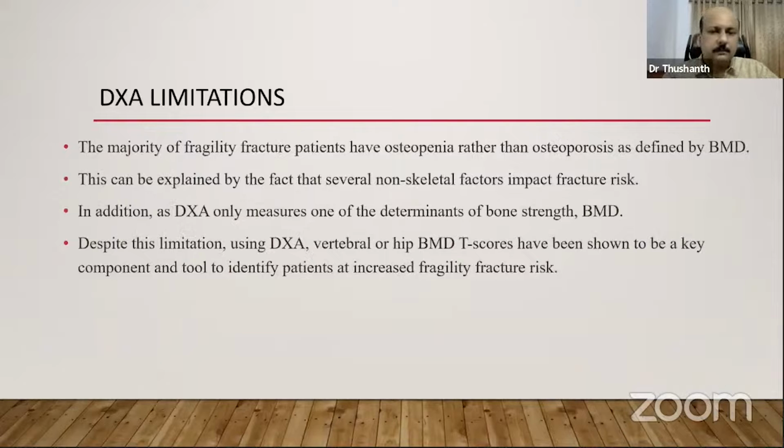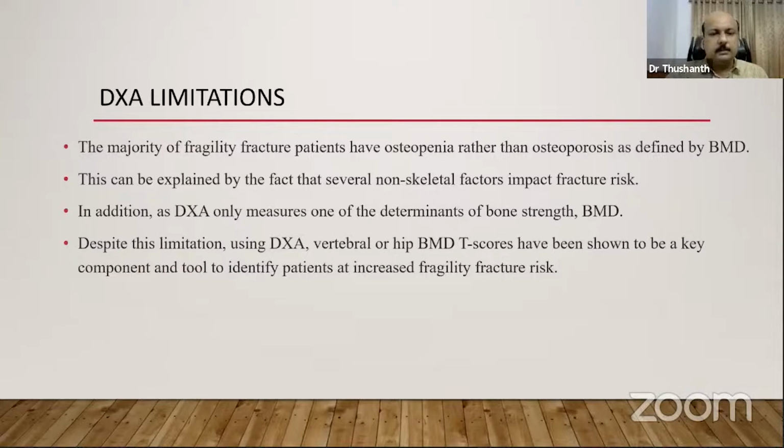The majority of the fragility fractures which occur in patients, if you look at the BMD of those patients, actually fall in the osteopenic range, that is between -1 and -2.5. Not all the patients with fractures have values less than -2.5. There are several non-skeletal factors also which impact the fracture risk. So BMD is only one of the determinants. It's not the only determinant. It is only one of the determinants of the bone strength.